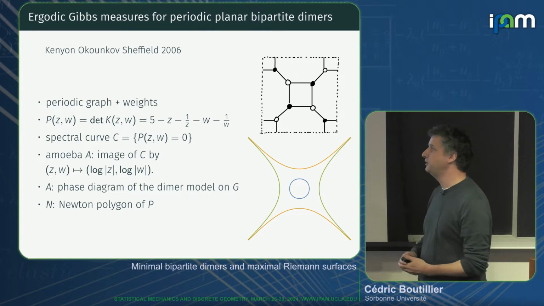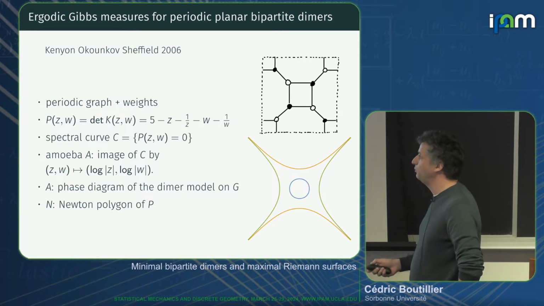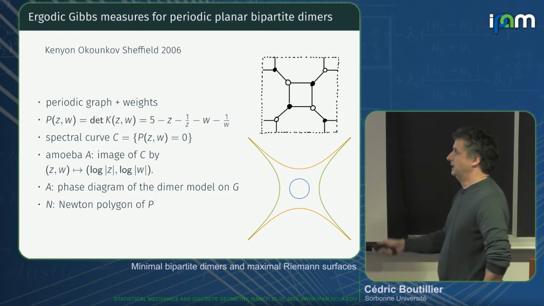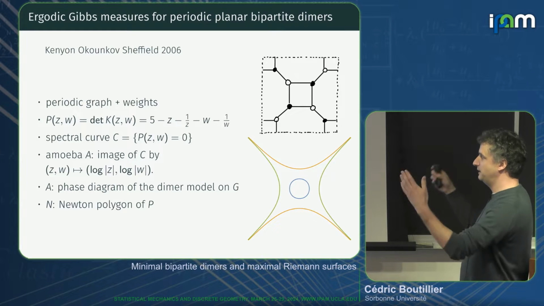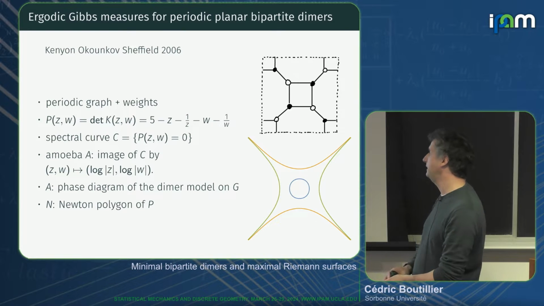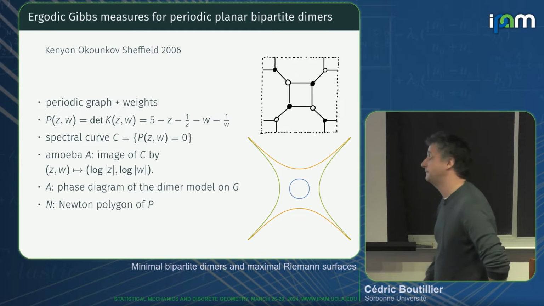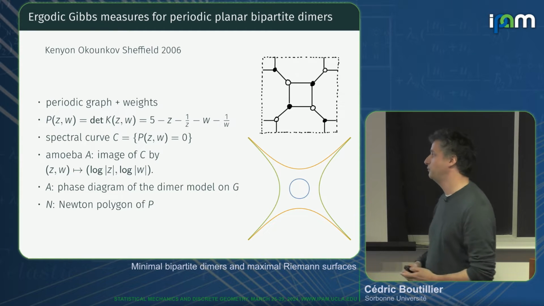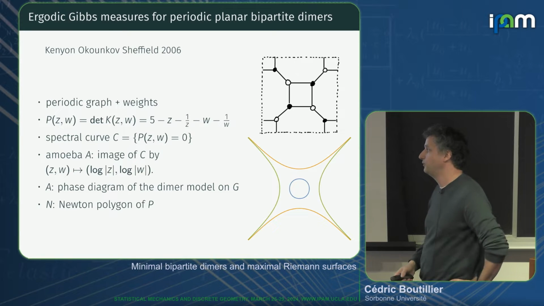They showed that this classification can be done by looking at what is called the characteristic polynomial of the dimer model, which is the determinant of the Fourier transform of the Kasteleyn matrix. You look at the zeros of this Laurent polynomial in Z and W. It gives an algebraic curve in the plane. What is important is the amoeba of this algebraic curve, which is the image of the curve under the logarithm of the absolute value of the coordinates. This amoeba plays the role of a phase diagram for the dimer model.